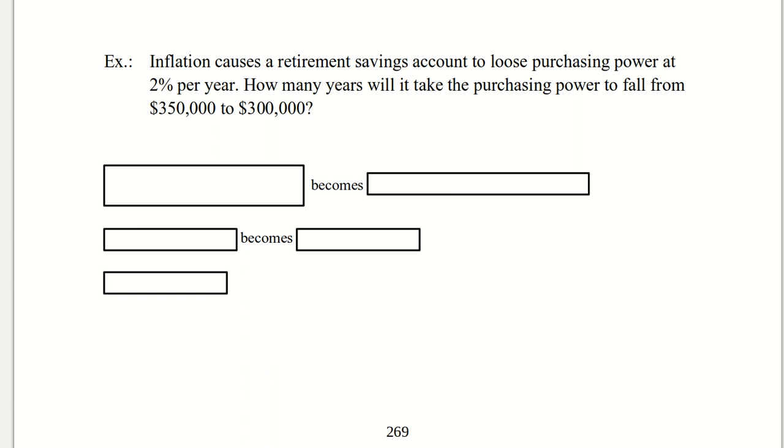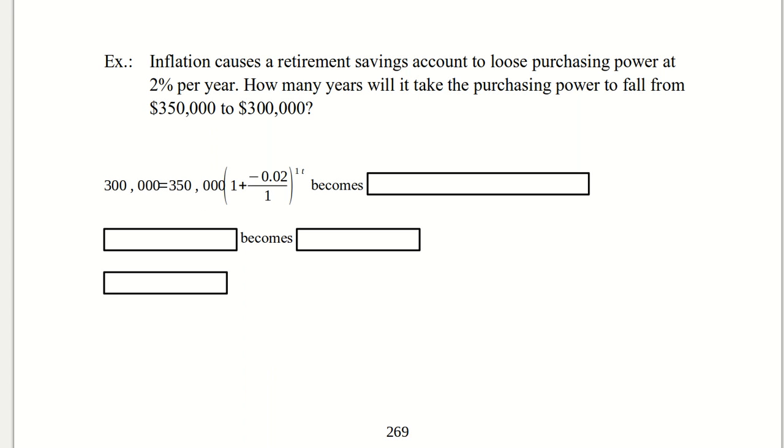So here, the ending amount is actually less than the starting amount. That is the purchasing power. It fell from $350,000 to $300,000. So our future amount A is $300,000. Our present amount P is $350,000. It's falling at 2% per year, so notice we've got a negative there. And we're assuming that it's compounding annually, so n is 1.